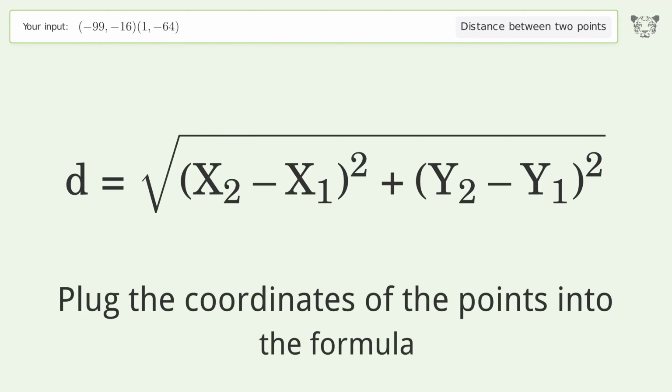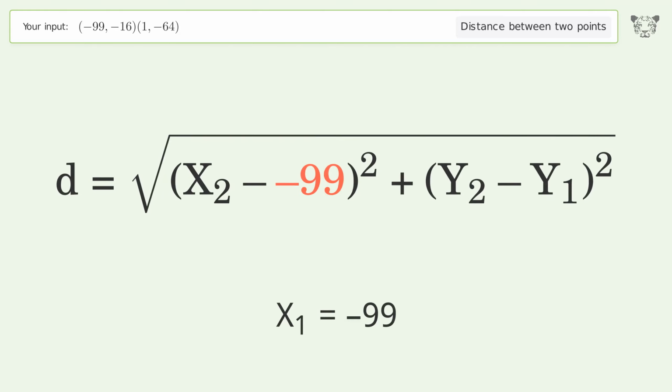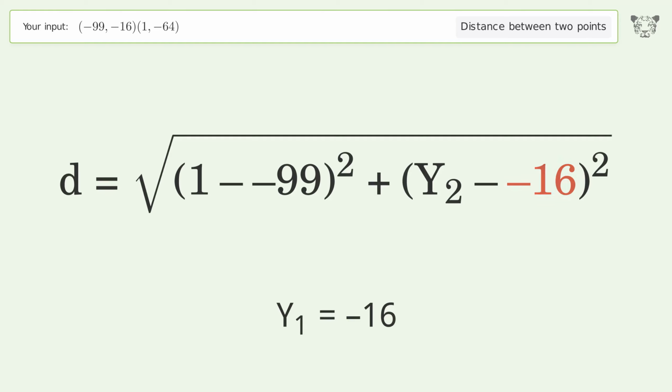Plug the coordinates of the points into the formula. x1 equals -99. x2 equals 1. y1 equals -16. y2 equals -64.